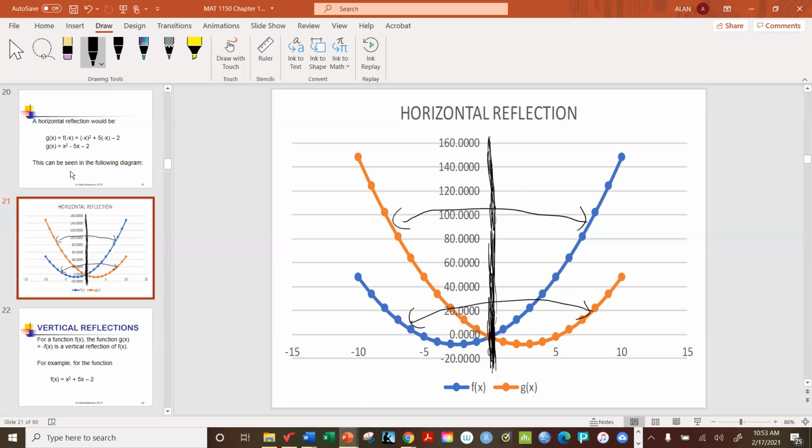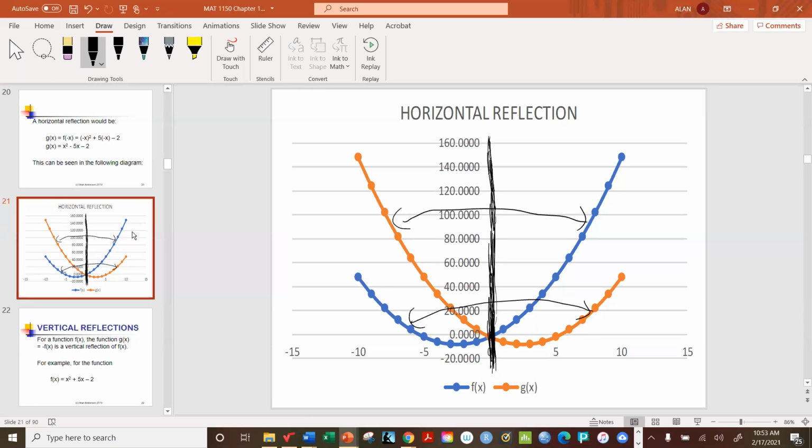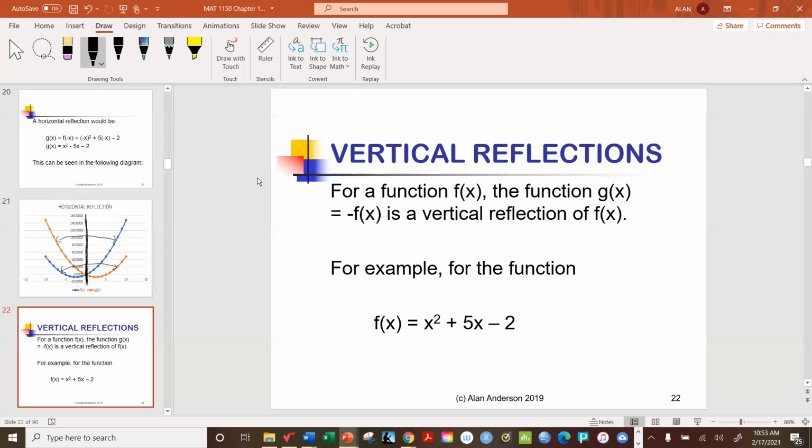The idea here is to really understand how these functions are related to each other. But I think ultimately the best way to understand this is to look at the graphs, which fortunately Excel can do for us. Now, vertical is up and down. In here, whatever f of x is, g of x is not f of negative x, but instead it's simply negative f of x.